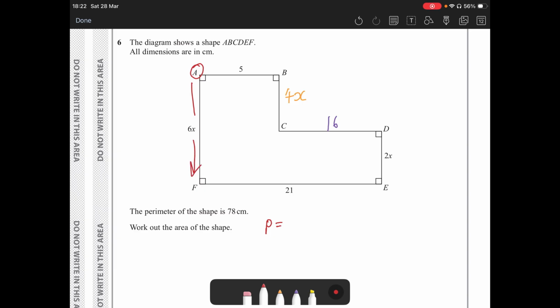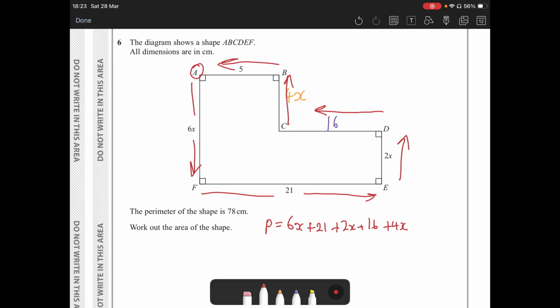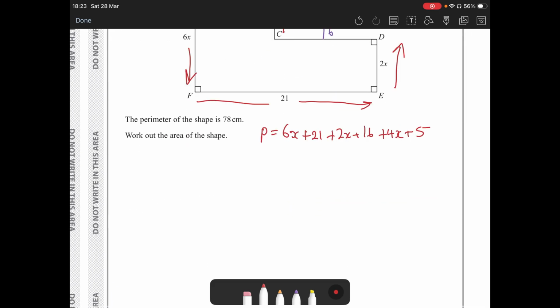So it'll be 6x to begin with, plus this length here, plus 21, plus your 2x, plus your 16, plus your 4x, and finishing up with the 5 to return me back to the beginning. Now, we know that all of these added together would give me 78. So you know what? I can replace P because it literally tells me it's 78.